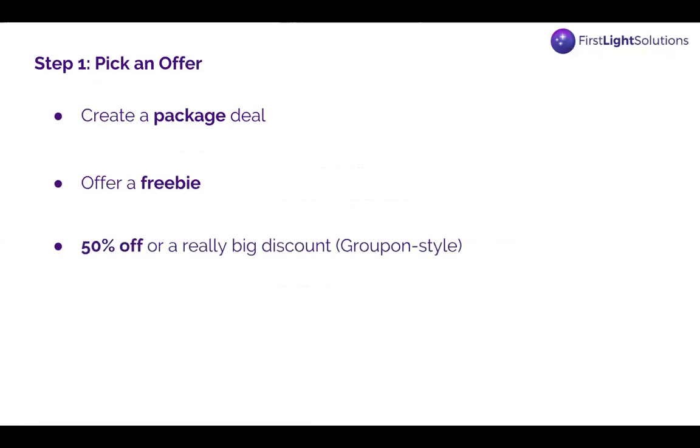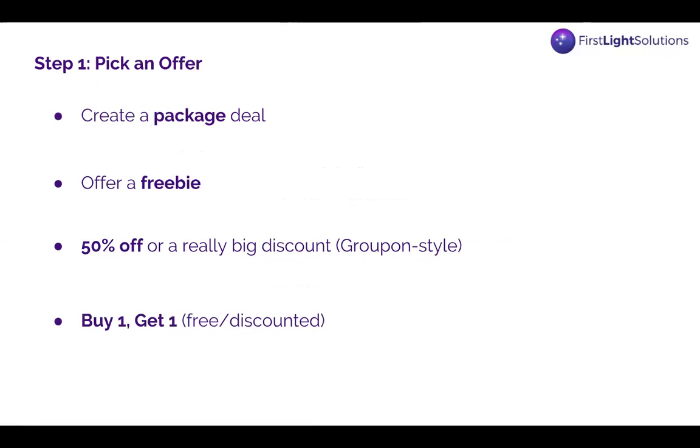The next type of offer is 50% off or a really big discount, like Groupon style offers. So instead of having Groupon run your campaigns for you, you can run them yourself, and you get to keep the leads, and you don't have to pay Groupon half of your earnings. You get to keep it all. So in this way, you can attract leads with a really good discount, and then you can also upsell them, like with the freebie.